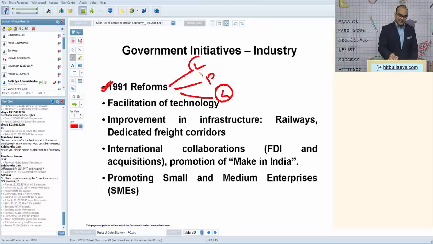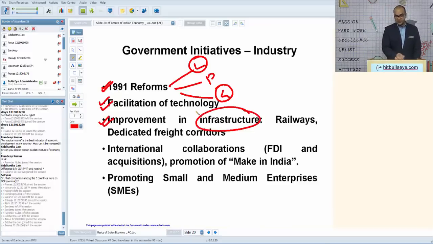And liberalization: till then our trade barriers in terms of import duties were very high. After 1991 we tried to reduce them. Again, as far as industry is concerned, the government is facilitating in terms of technology, research and development.